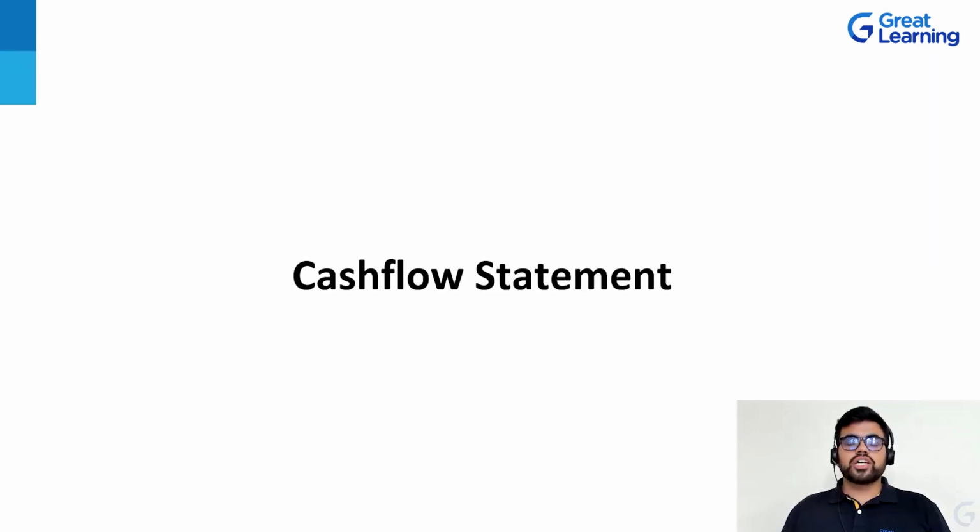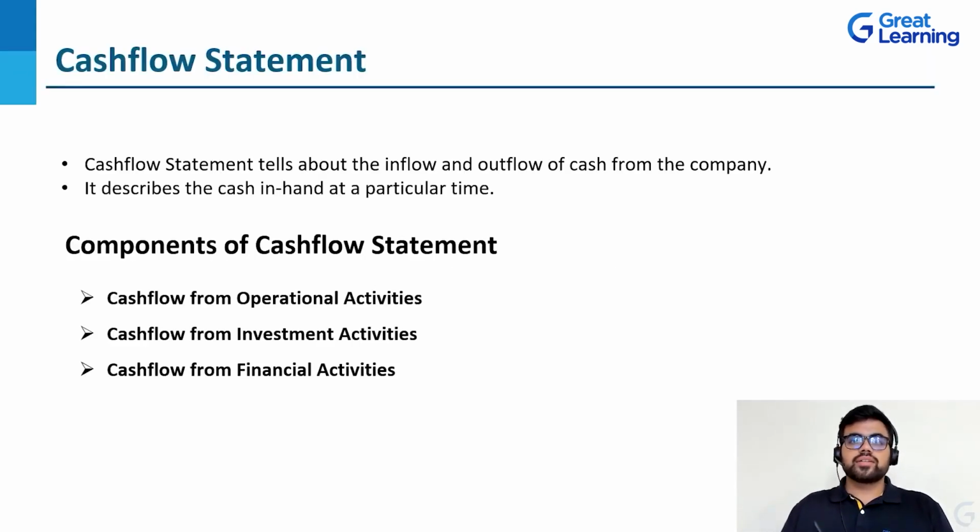The next financial statement is called the cash flow statement. Now, the cash flow statement tells us about the cash inflows and outflows from the company. So it gives us an idea how much cash the company possesses in hand at a particular time. The main headers in a cash flow statement are three of them. The first one is cash flow from operational activities. The second is cash flow from investment activities. And the third is cash flow from financial activities.